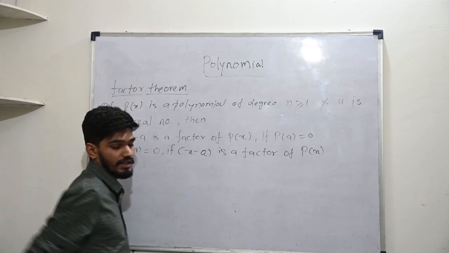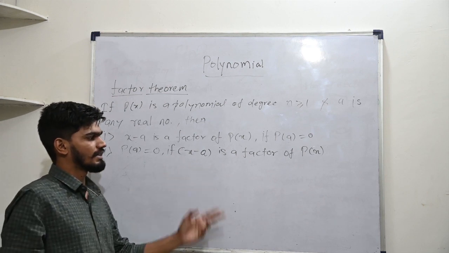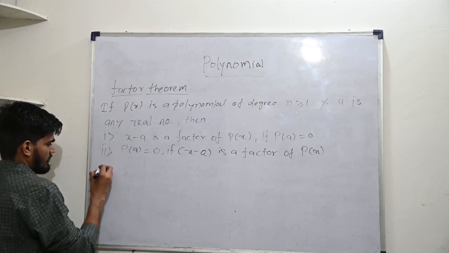if P(a) is given as 0. Second, we have to prove P(a) is equal to 0 if x minus a is a factor of P(x) given. Now we'll see the proof.